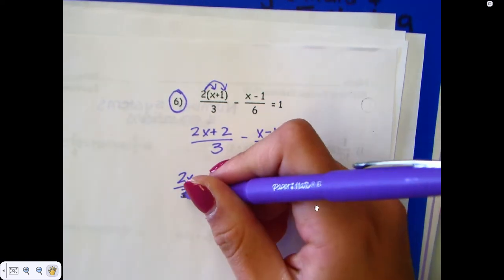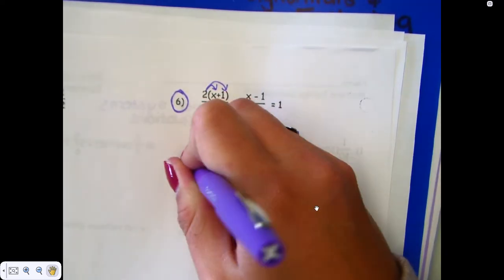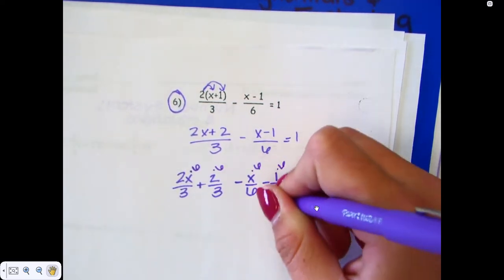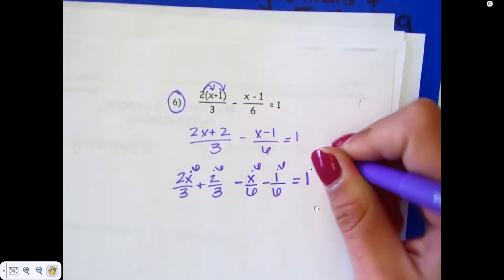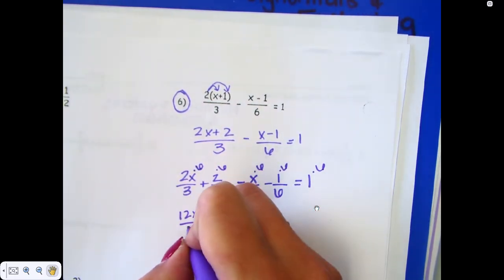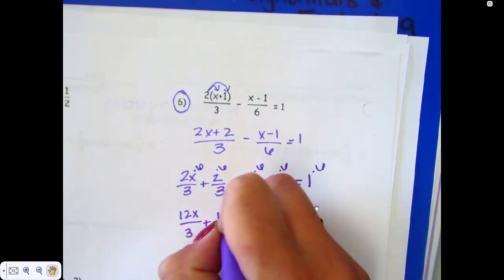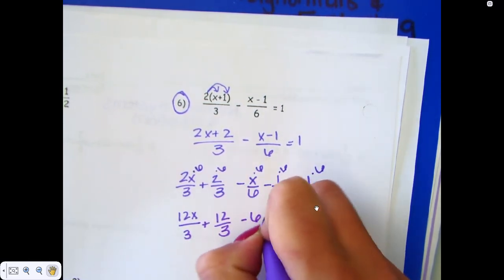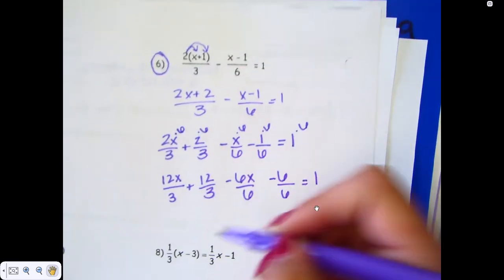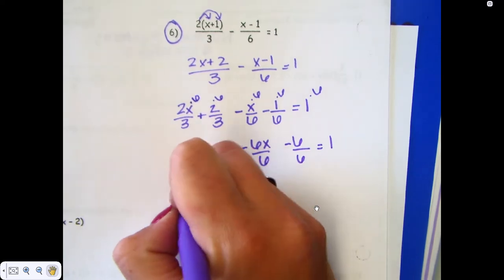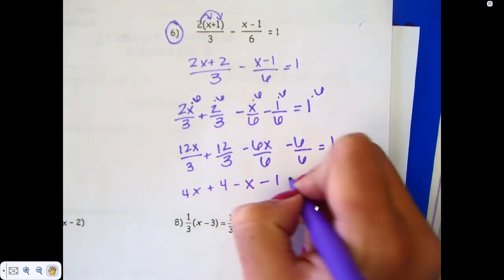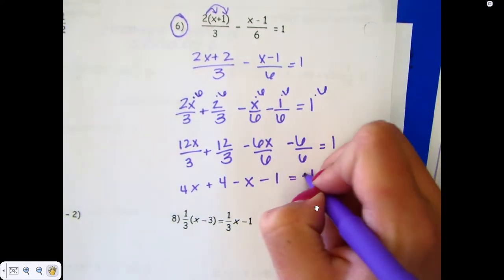So the common denominator between 3 and 6 is 6. So I'm going to multiply every numerator by 6, so that this denominator will divide by that number. So 2 times 6 is 12x over 3, 12 over 3 minus 6x over 6 minus 6 over 6. So then now they divide. Now they're doing what I want. So I have 4x plus 4 minus x minus 1 equals negative 1, or I'm sorry, positive 1.